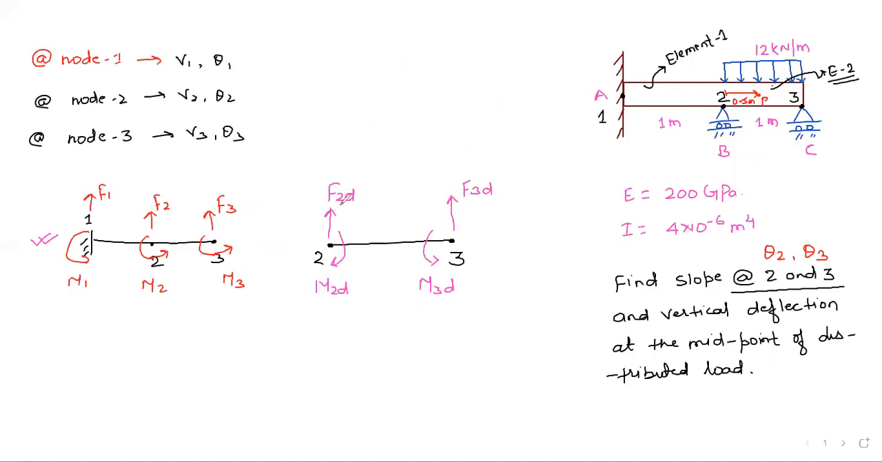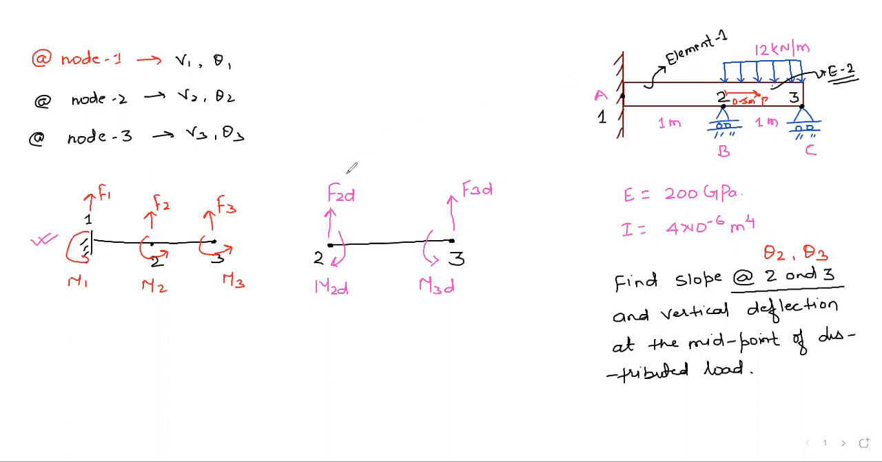Now, F2D and F3D are the forces at the second node and third node due to the application of the UDL. The UDL is 12 kilonewton per meter. Half of this load will come to node number 2, and half to node number 3. We convert the UDL into a point load by multiplying it with the given span, so 12 into 1 is 12.